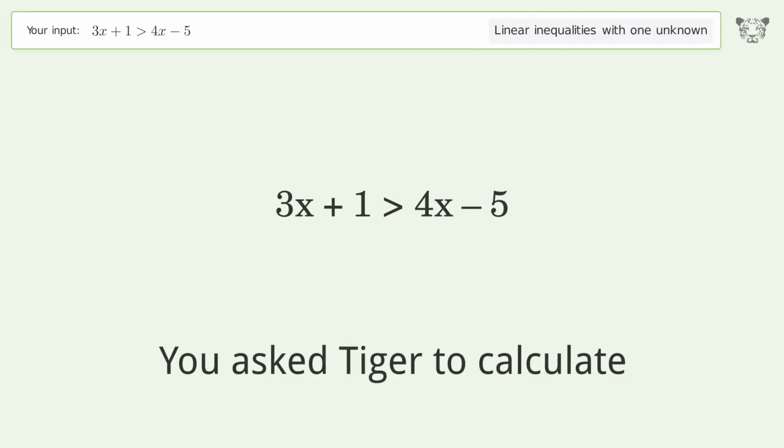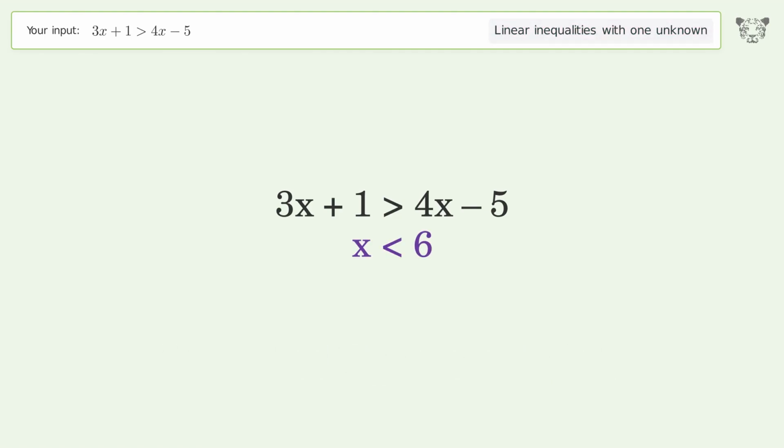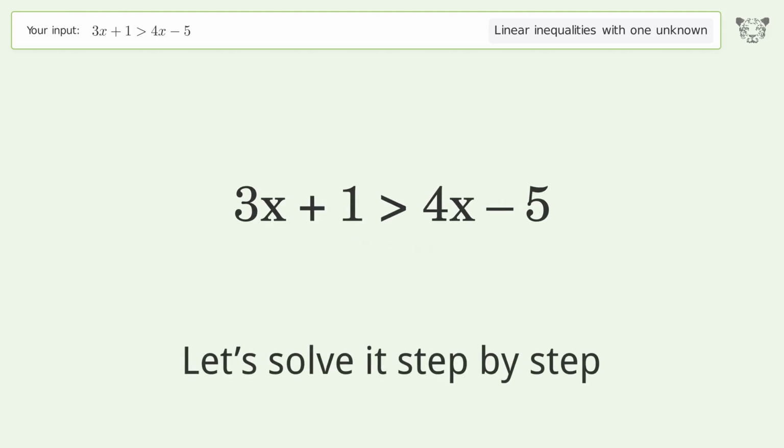You ask Tiger to calculate. This deals with linear inequalities with one unknown. The final result is x smaller than 6. Let's solve it step by step.